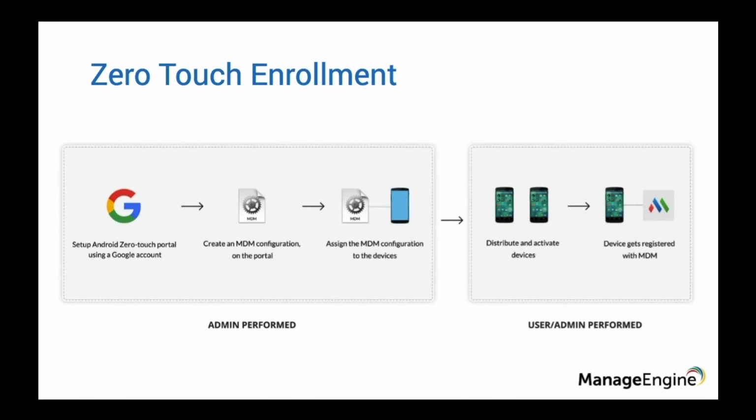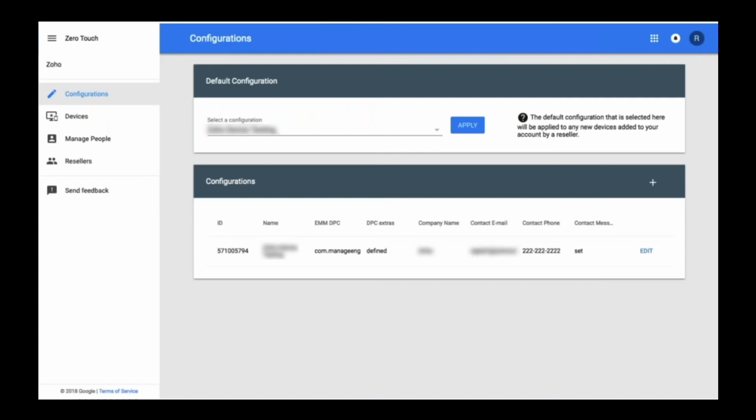Similar to DEP, all the devices that are added to the portal are essentially being added back to the MDM server, as the MDM server and the Zero Touch portal have already been integrated using the Google account. These steps are admin performed and are once again one time. Now distribute these devices, which gets automatically enrolled with MDM on activation. These steps can be performed either by the administrator or by the employees themselves.